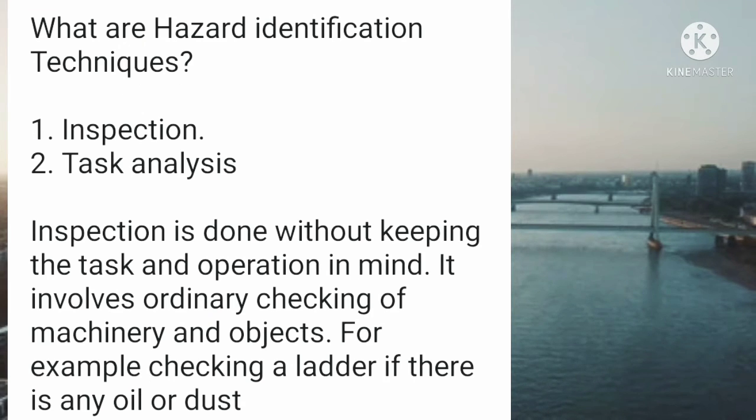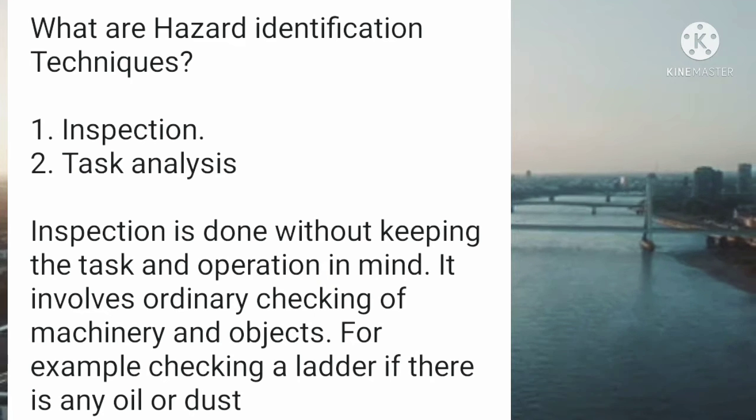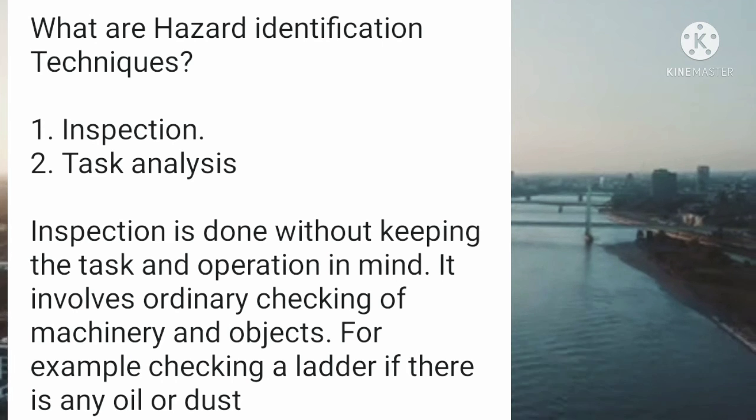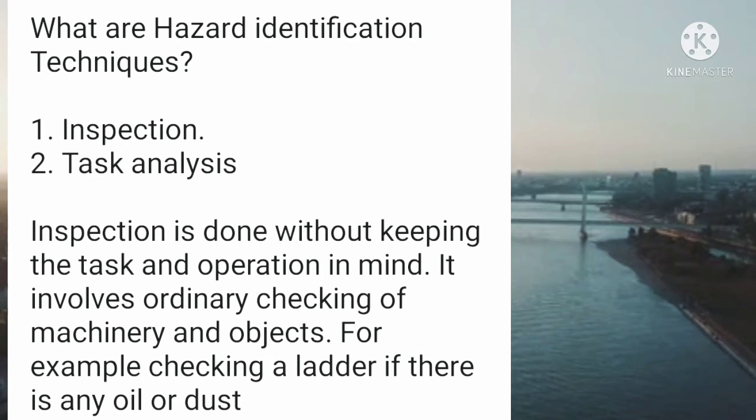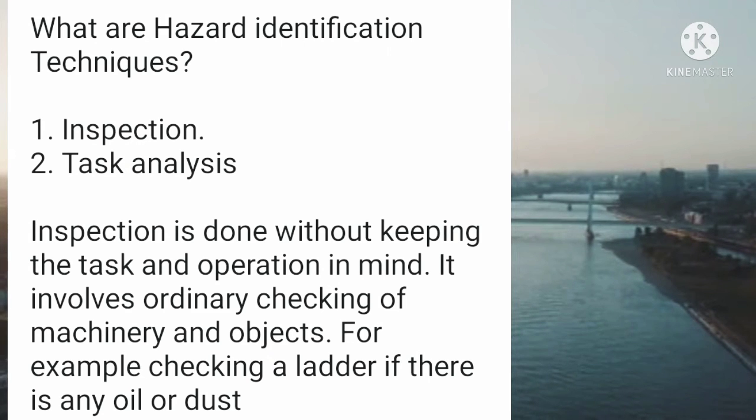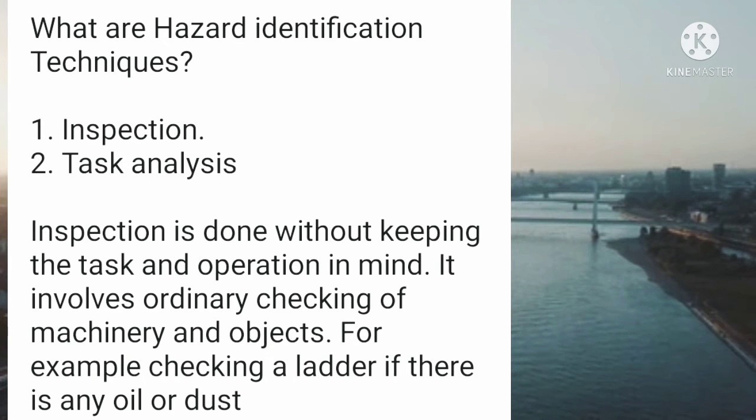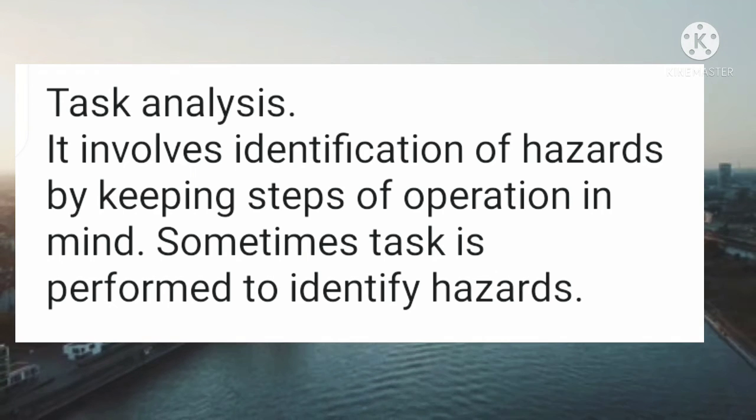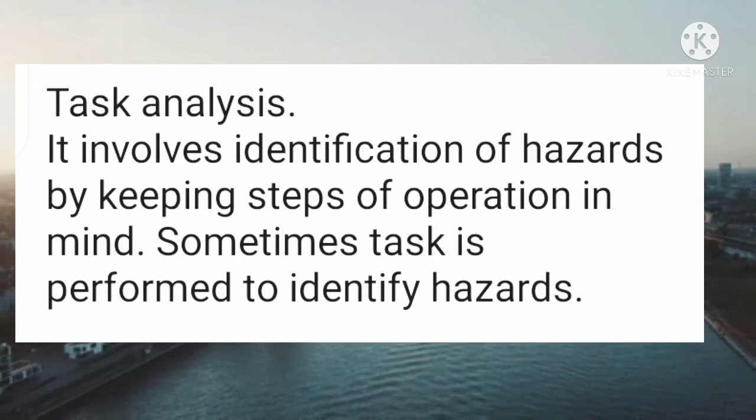What are hazard identification techniques? 1. Inspection. 2. Task analysis. Inspection is done without keeping the task and operation in mind. It involves ordinary checking of machinery and objects. For example, checking a ladder for any oil or dust. Task analysis involves identification of hazards by keeping steps of operation in mind.